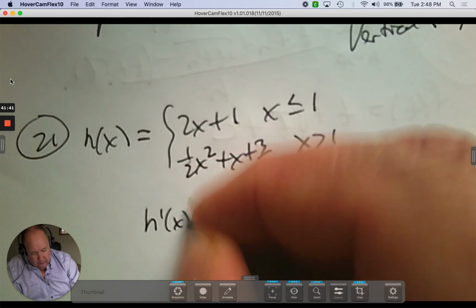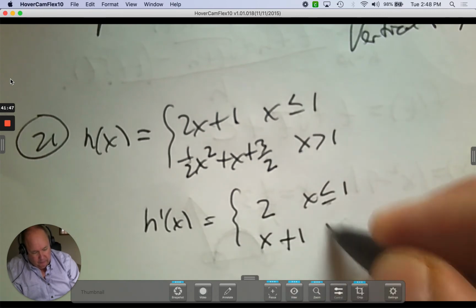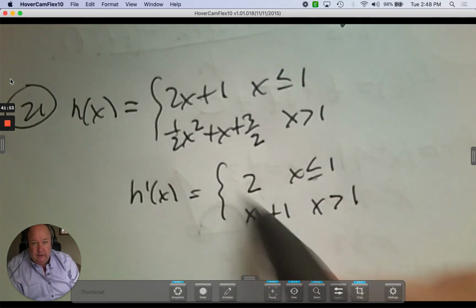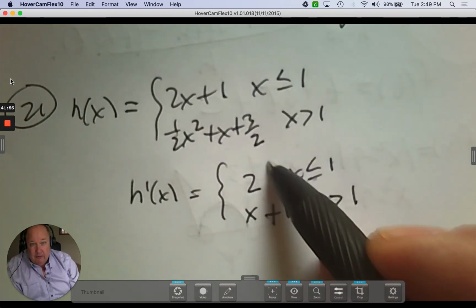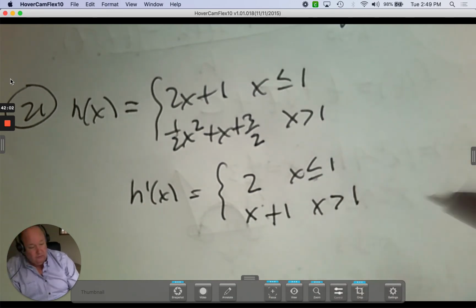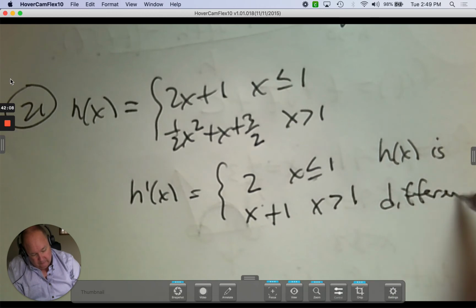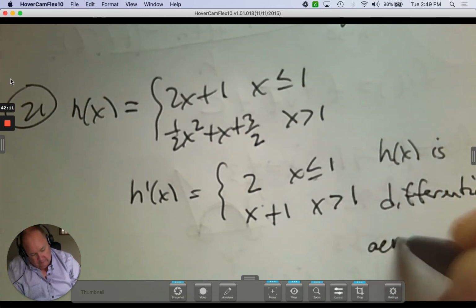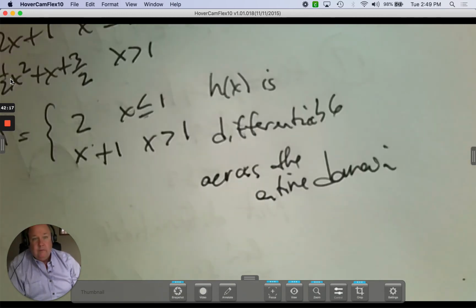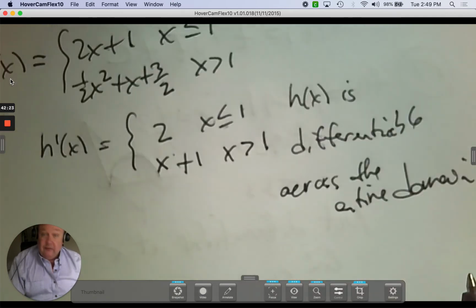What happens when you take the derivative? I get 2 on top, and the derivative on the bottom would be x plus 1. So 2 times a half is 1. Subtract 1 from the exponent. Derivative of x is 1. Now when I plug 1 in and 1 in, they have the same answer. So h of x is differentiable across the entire domain. There's nothing that doesn't make it differentiable.